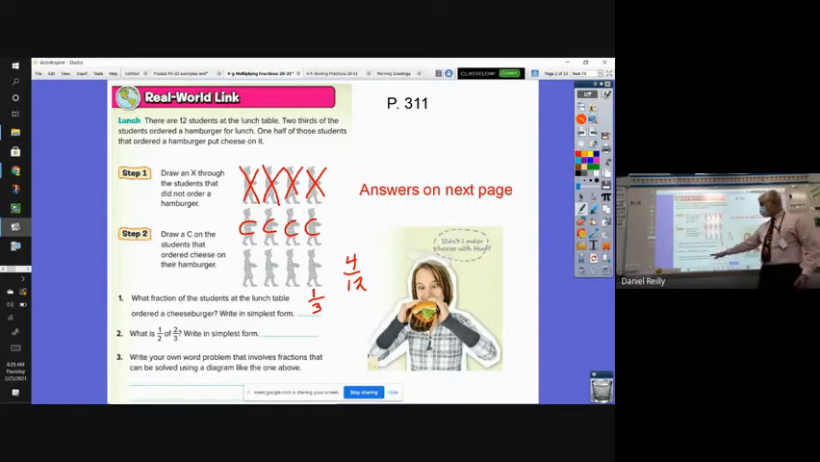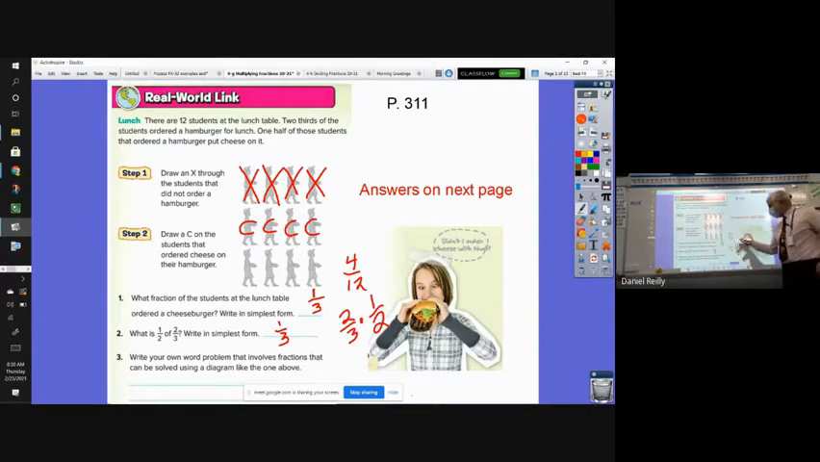Okay? What is half of 2/3? Well, if I have 2/3 and I take half of it, how many? 1/3. Okay? So this is actually a multiplication of fractions, right? It's 2/3 times 1/2. And the answer is 1/3.